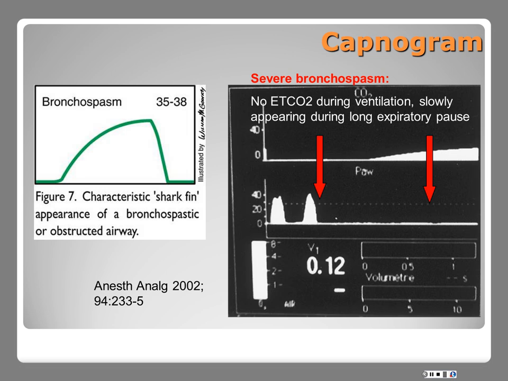The capnogram that is depicted here shows pretty nicely that when you have a severe COPD and you do an expiratory pause, you have very slowly appearing CO2 in the exhaled limb. So it just shows you how long it can sometimes take for these patients to actually exhale. The characteristic picture of the end-tidal CO2 is the shark fin appearance of a bronchospastic or obstructed airway. That's depicted on the left in green.